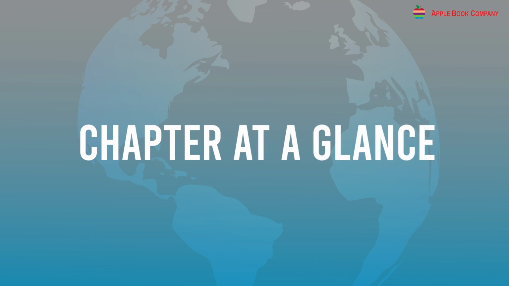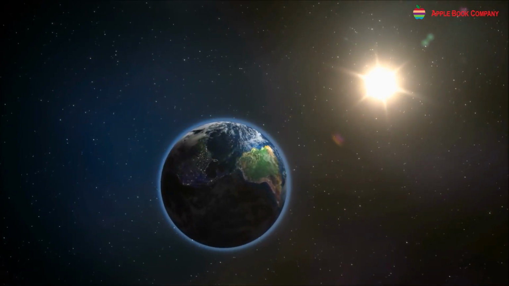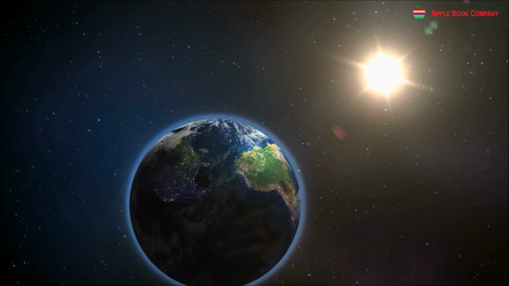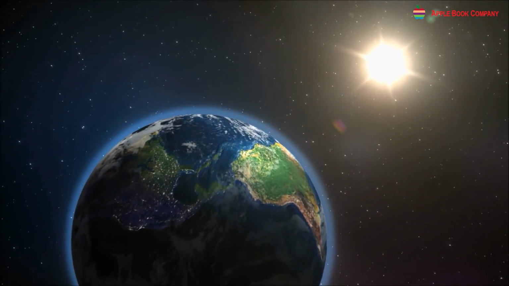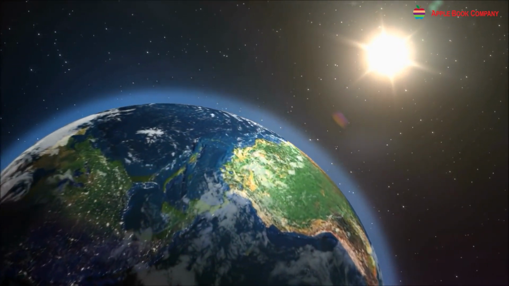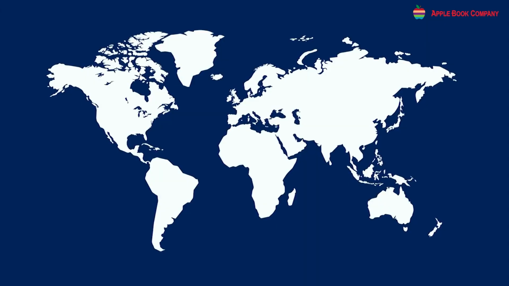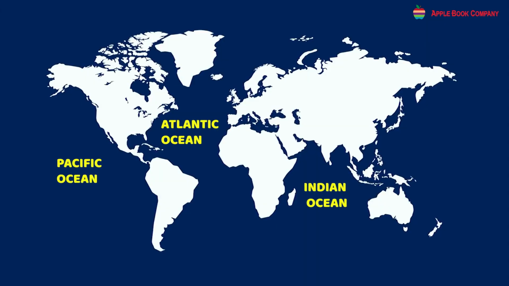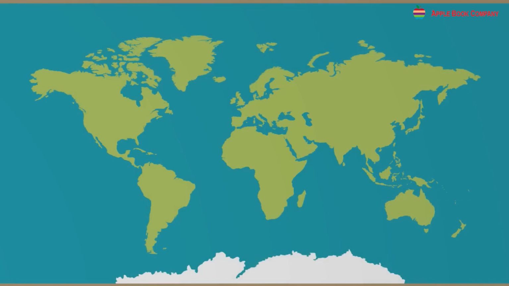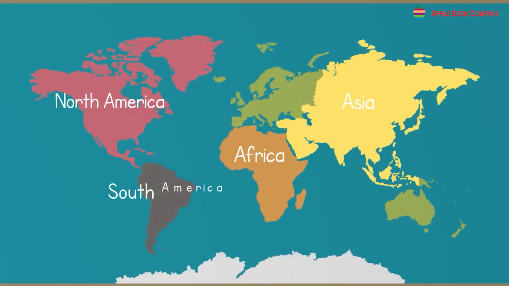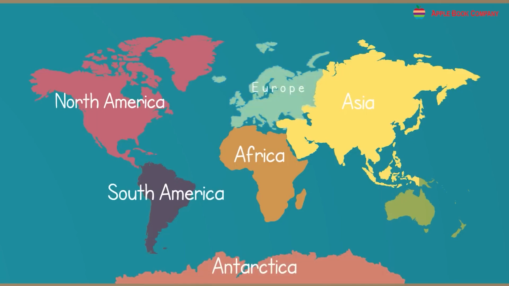Chapter at a glance. Earth's surface consists of 29% land and 71% water. There are different landforms and water bodies on the earth. Five oceans are the Pacific Ocean, Atlantic Ocean, Indian Ocean, Antarctic Ocean, and Arctic Ocean, each with some features. There are seven continents, namely Asia, Africa, North America, South America, Antarctica, Europe, and Australia and Oceania.